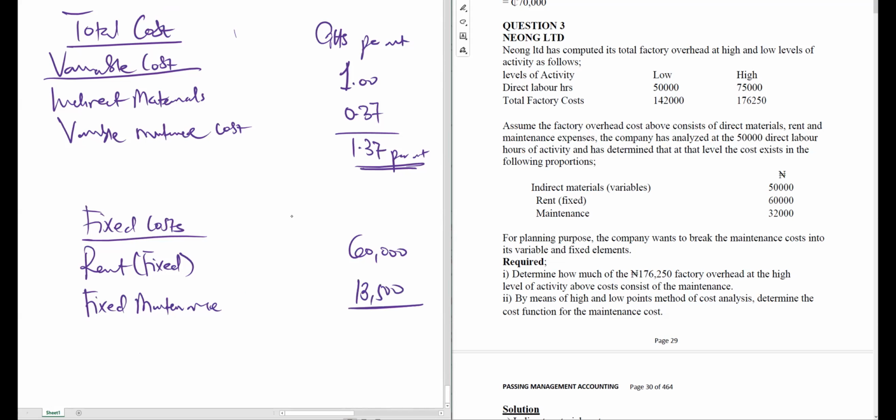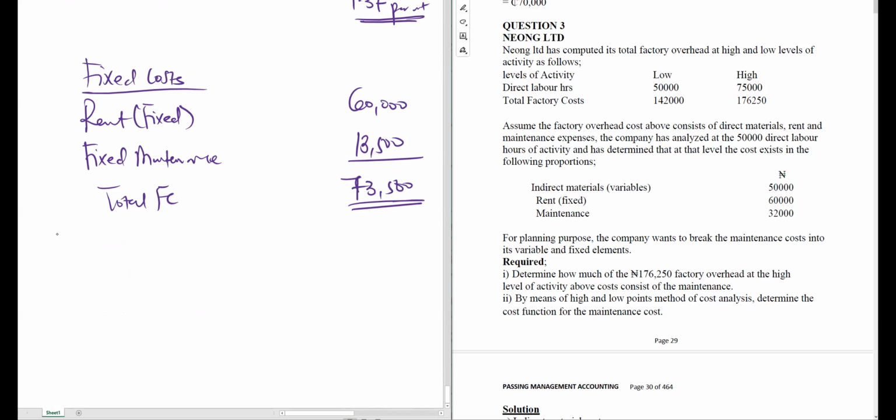That means our total fixed cost is what? 73,500. So in that case, our total cost equation will be 73,500 plus 1.37x. This is it. Let's try to put in any of the costs we had already and see if we'll get the same thing.